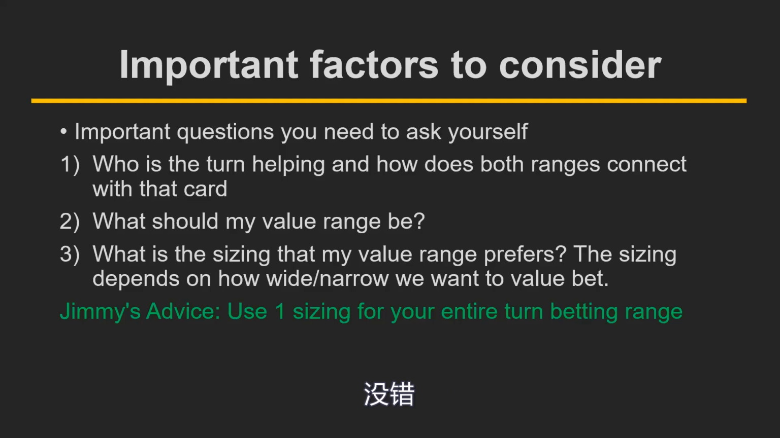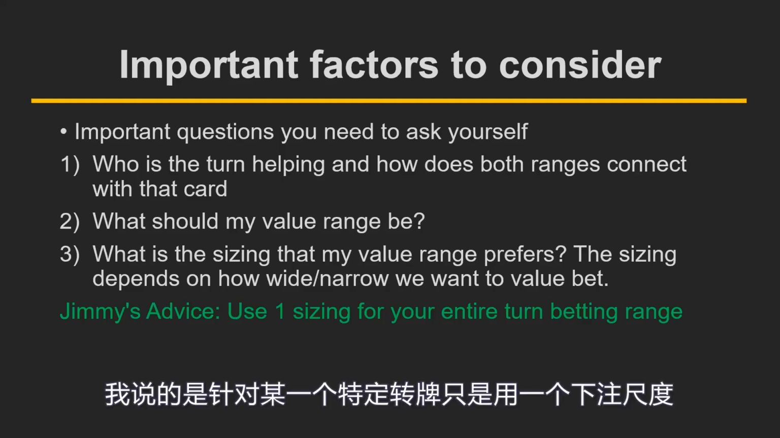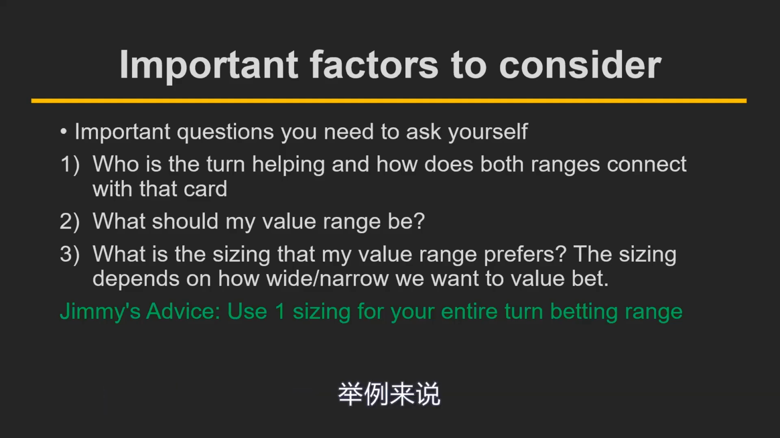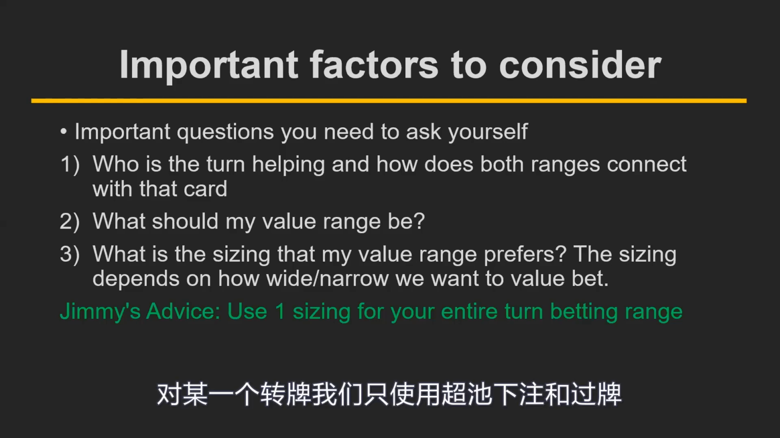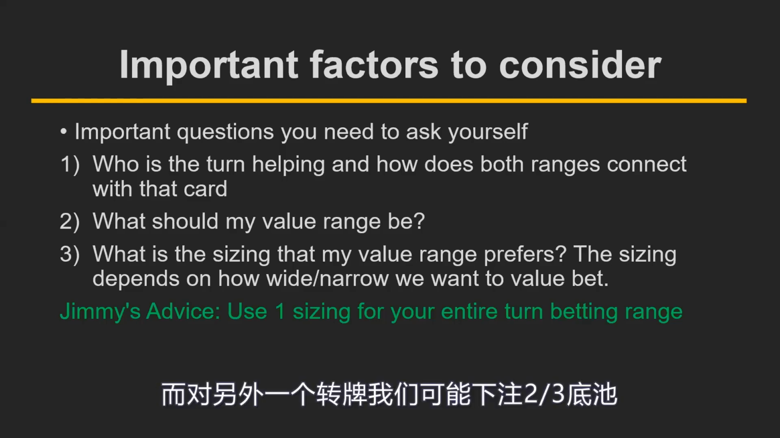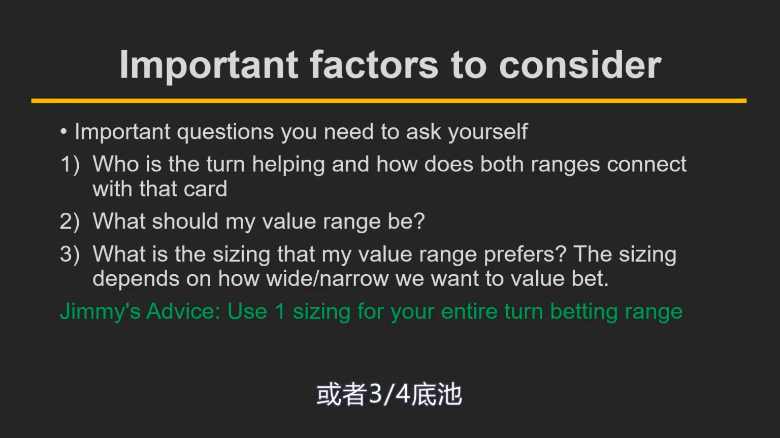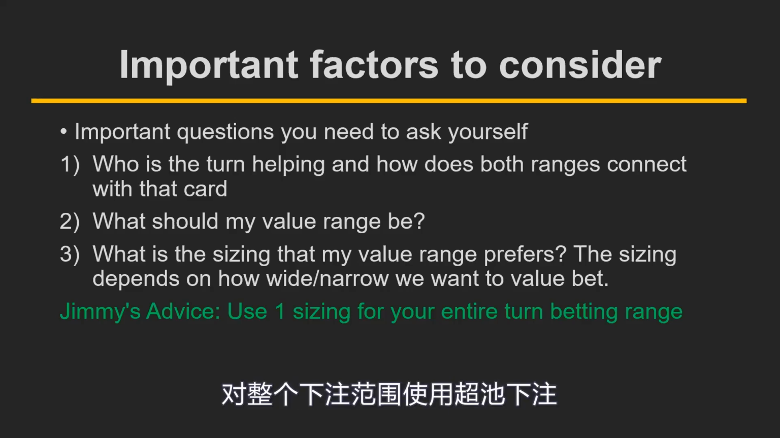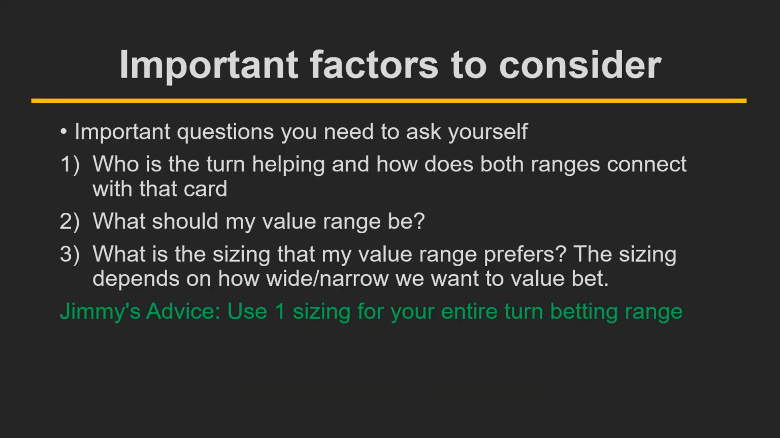Yes, I mean one sizing for a specific turn card. So for example, on a specific turn, we might only overbet or check with our betting range. And on another turn card, we could just bet something like 2/3 or 3/4 pot. But when we bet, let's say overbet, we only overbet. And then when we bet 3/4, we only bet 3/4.